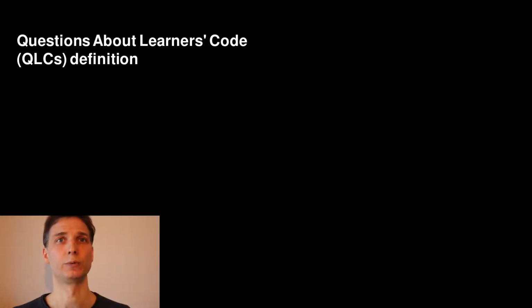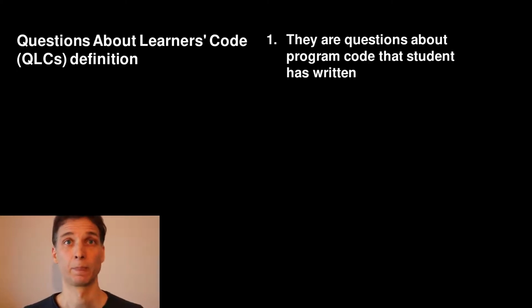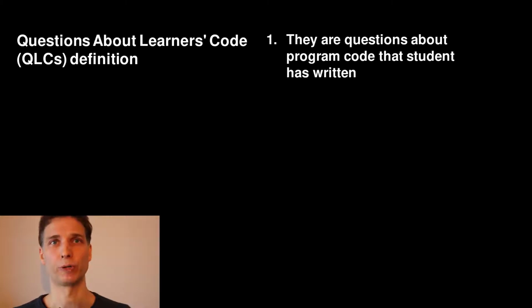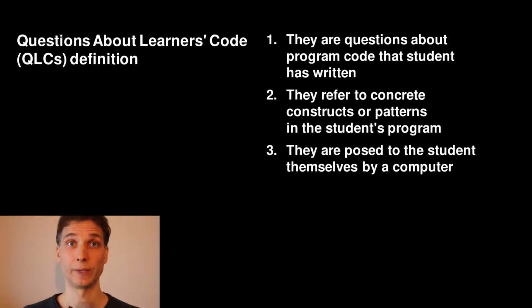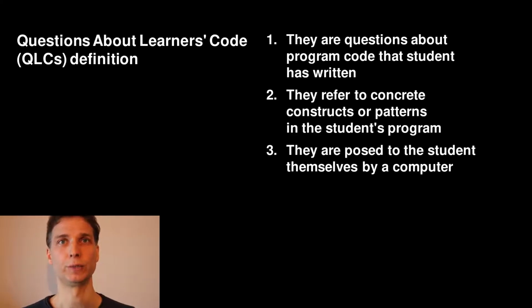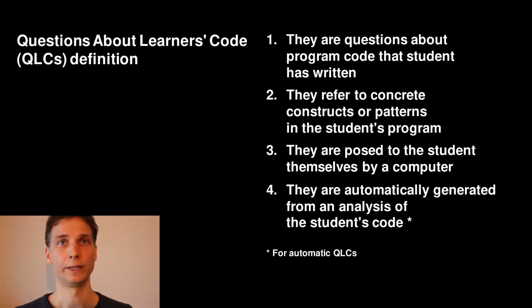We define these questions about learner's code, or QLCs, as follows. 1. They are questions about program code that the student has written. 2. They refer to concrete constructs or patterns in the student's program. 3. They are posed to the student themselves by a computer. And 4. They are automatically generated from an analysis of the student's code.